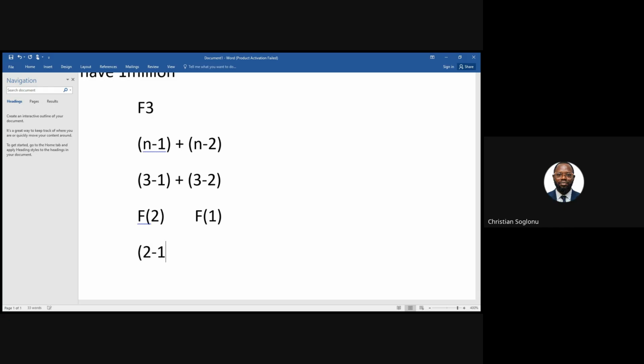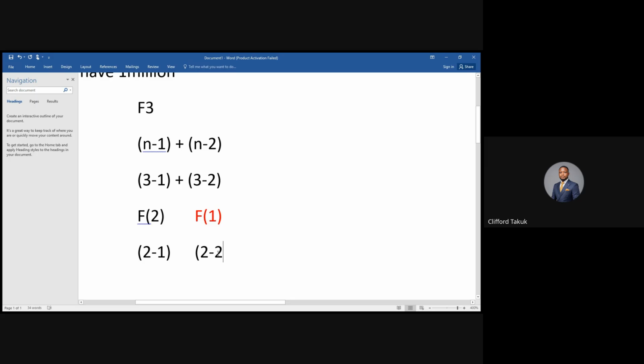You have 2 minus 1 plus 2 minus 2. So Christian, highlight the first one, Fibonacci of 1, and change the color to red so that it will be easily understood.